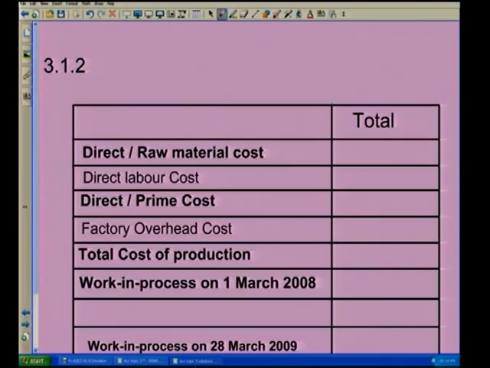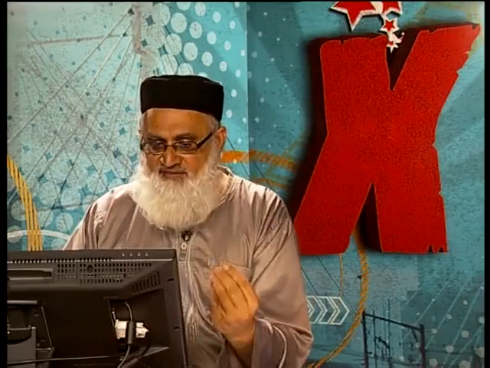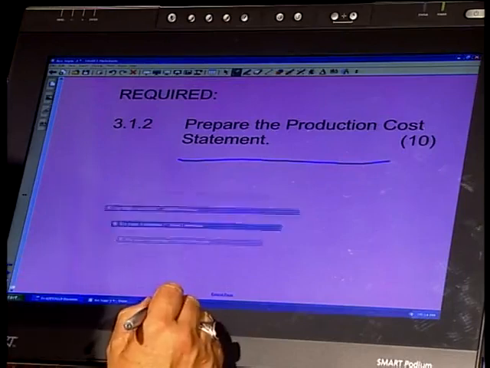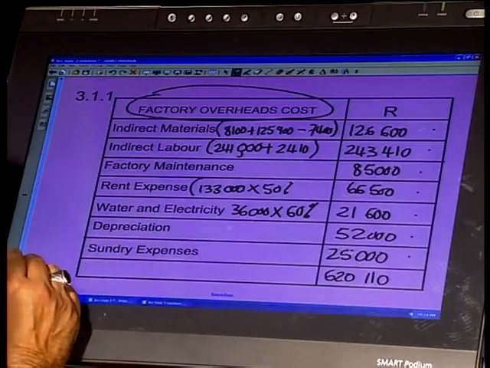Now, I've worked that out, haven't I? Do you remember me working it out? Yes, from my note, I've worked out my direct material cost. So this is not a new figure. There's no calculation involved. What is it? It's 1,652,100.